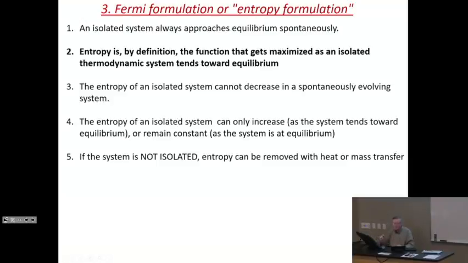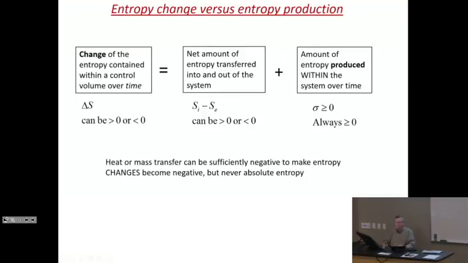But if it's not isolated, then we have to consider the transfer of entropy in and out of the system, as well as the part that's spontaneous from the isolated system. So we're doing this here. This is the rate balance equation of entropy. Just like we had one for internal energy before, we do the same thing for entropy.